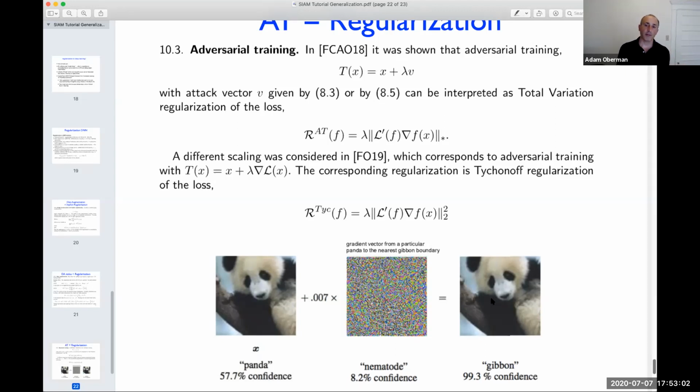To try to protect from that, you do what's called adversarial training. And again, doing some finite differences says adversarial training is regularization with a term that looks like grad of the model times loss prime. So it's another type of gradient regularization.